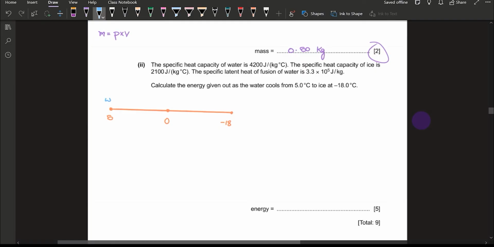So here it's water, here it changes to ice, and here it stays as ice, but then the temperature decreases to minus 18. So we have 3 steps here. And for this question, we have to find energy for all 3 of them.